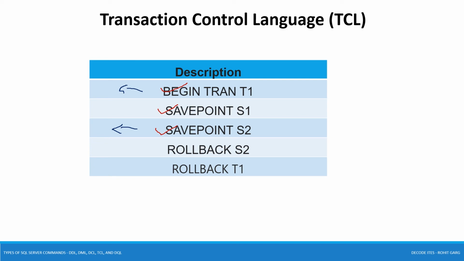When you run rollback S2, it will bring your transaction to the original state when you started savepoint S2, and after that you can perform your further operations. But if you trigger rollback T1, meaning the transaction, then it will bring your system back to the original state when you started the transaction T1. So in this way you can partially roll back your transaction with the help of savepoint.